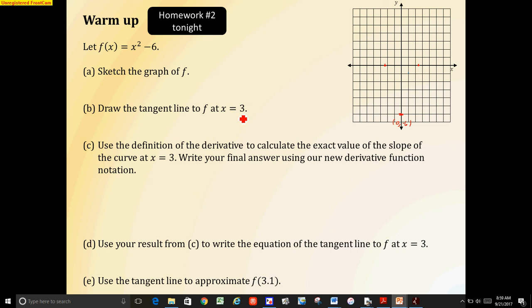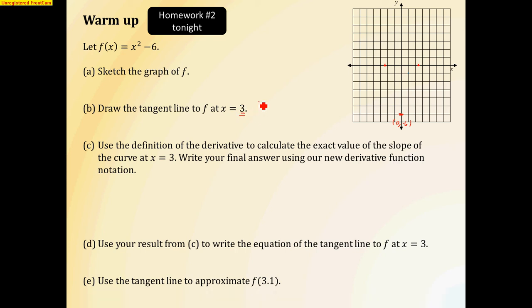I note that they want me to draw the tangent line at x equals 3. So if x equals 3, what is the function at 3? 9 minus 6 is 3. So the point of tangency is (3, 3). That's an important point. So I'm just going to use my drawing tool here, forgive how rough my sketch is.